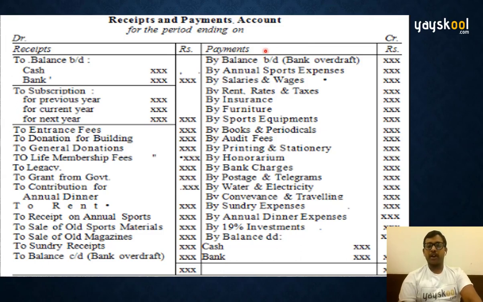Next, the payments side. It includes by balance brought down (bank overdraft), by annual sports expenses, by salaries and wages, by rent, rates and taxes, by insurance, by furniture, by sports equipment, by books and periodicals, by audit fees, by printing and stationery, by honorarium, by bank charges, by postage and telegrams, by water and electricity, by conveyance and travelling, by sundry expenses, by annual dinner expenses, by investment, by balance brought down, cash and bank balance.